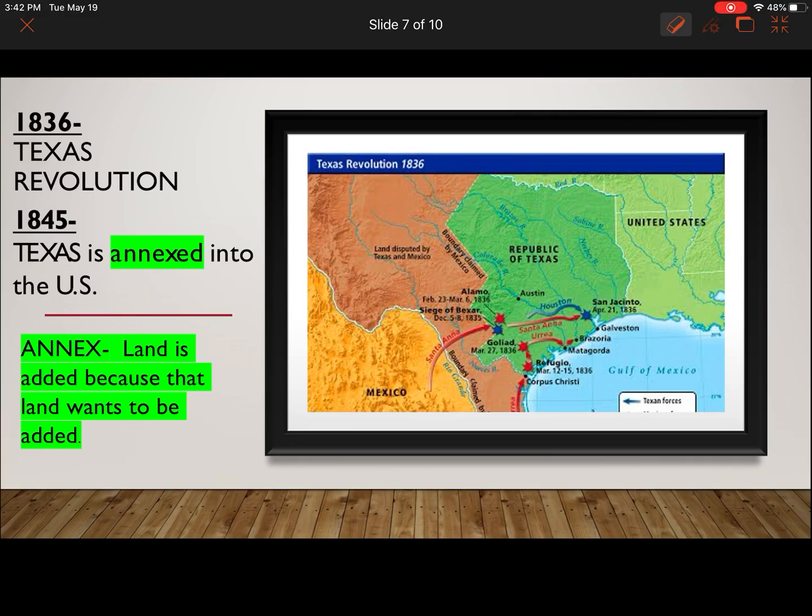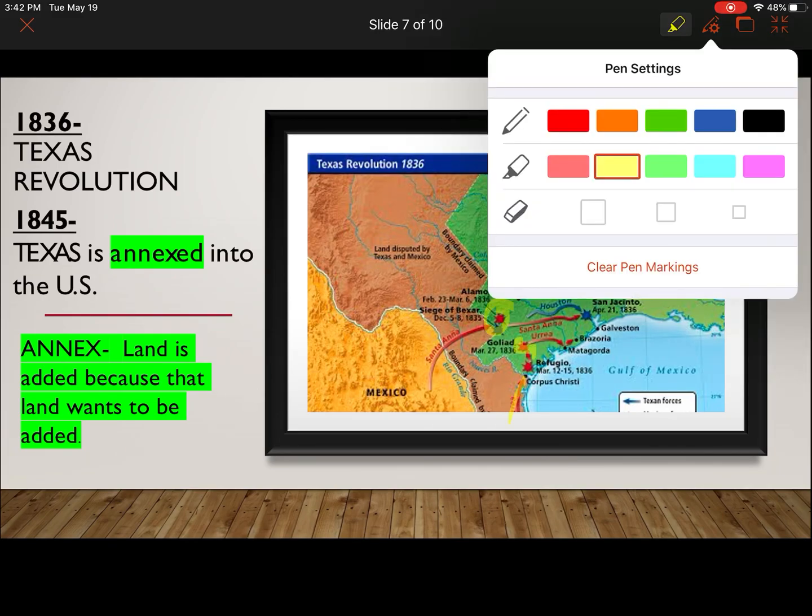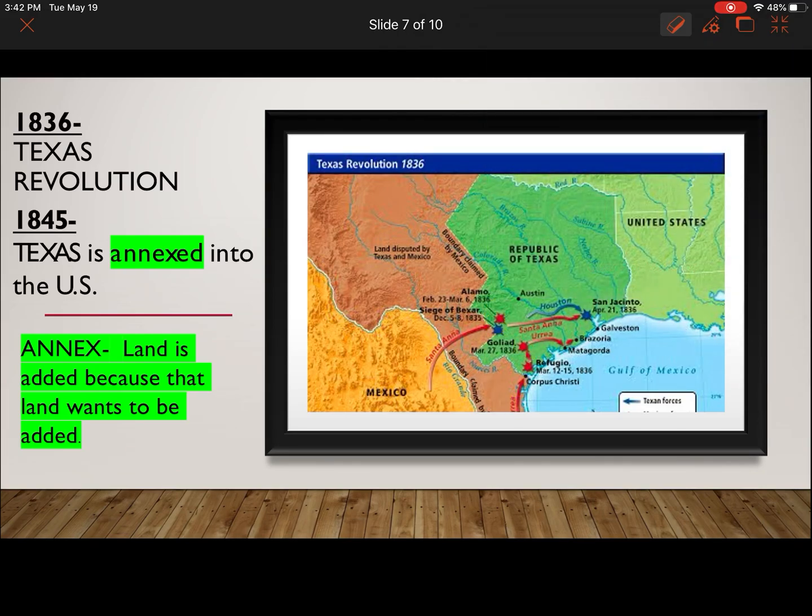So a revolution begins, and on my map you can see all the little highlights of where some of the key battles were fought during the Texas Revolution. A revolution is fought between the American settlers living in Texas and the Mexican government. This is where the famous Battle of the Alamo takes place.